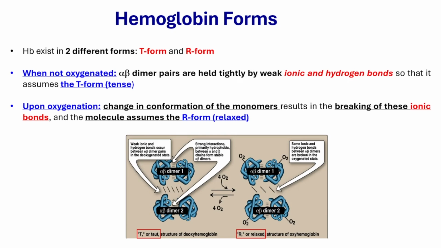Now if 1 molecule of oxygen or 4 molecules of oxygen bind to your hemoglobin, then, as you can see here, some of the ionic bonds that the hemoglobin has will be broken. So your hemoglobin will change its structure, and it will take what we call the R form, or the relaxed form, or the oxygenated form. So the R form is the oxygenated form of the hemoglobin, the hemoglobin which is carrying the oxygen. Okay, clear?